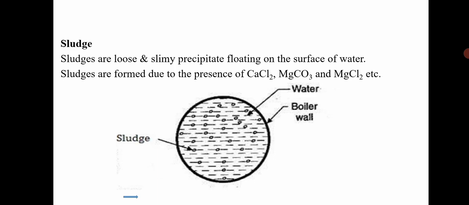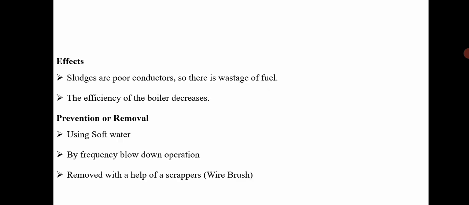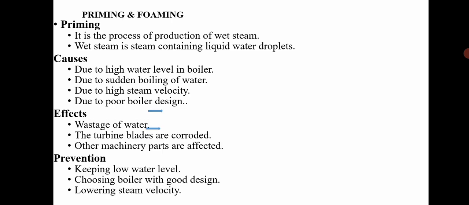of scale. Sludge. Sludge is nothing but a loose, slimy precipitate which is floating on the surface of water after heating the water. Sludges are formed due to the presence of calcium chloride, magnesium carbonate and magnesium chloride salts. These sludges act as a poor conductor, so they also lead to wastage of fuel. They also reduce the efficiency of the boiler. This sludge formation can be prevented with the help of using soft water, by means of the blowdown operation, as well as with the help of scrubbers.